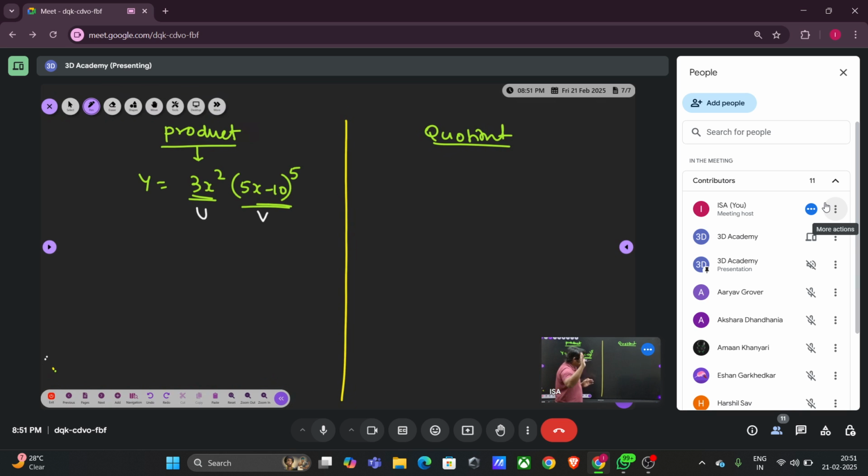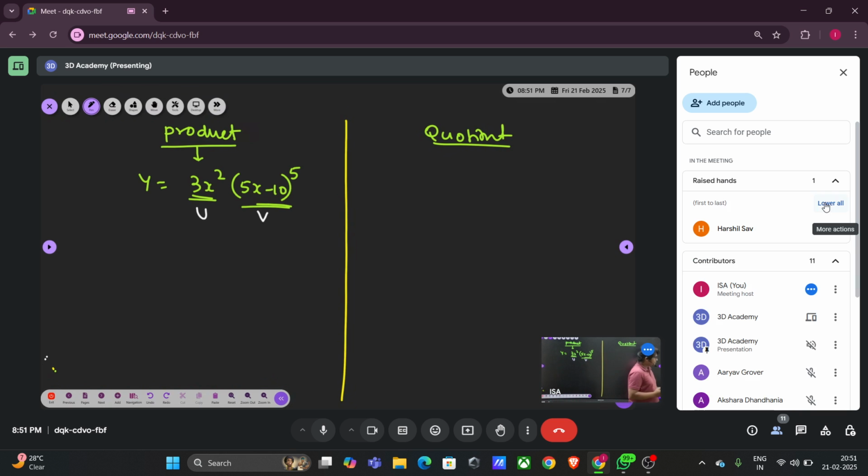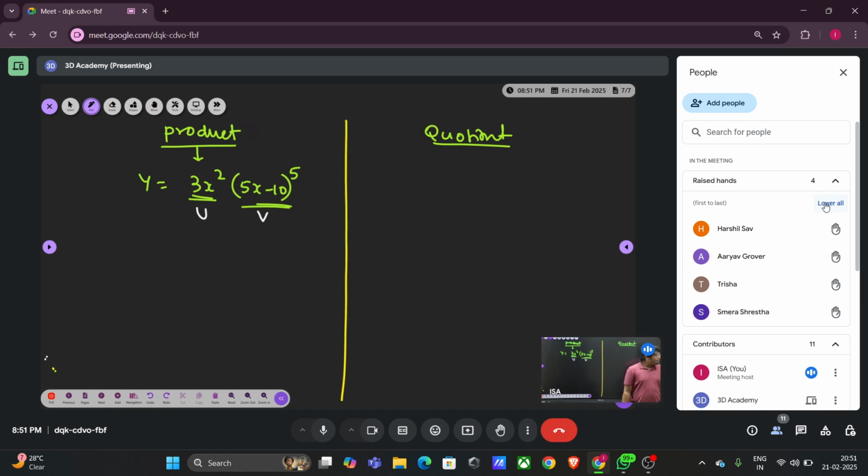How many of you understood this first step? Please raise your hands. Whenever there are two functions, it doesn't matter whether both are algebraic or both are different, first we assume u and v. For a few classes, 1, 2, 3 classes, until the concept is clear, you will follow this way. So you write down the differentiation of u; the function u is 3x square.